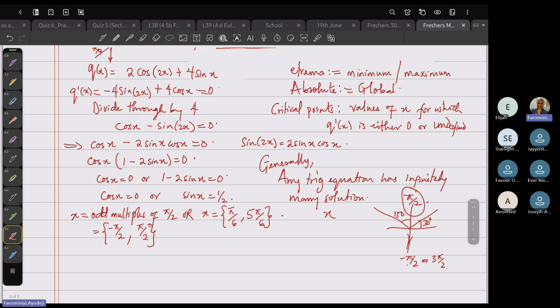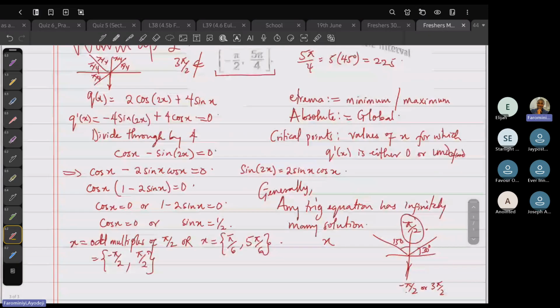So these are the critical points. Do you understand what I mean by 5 pi over 6 is a solution? If you do sine 150, it is equal to 1 over 2. Sine 30 is 1 over 2. Then cos of negative pi over 2 is 0. And cos pi over 2 is 0. So these are 4 critical points.